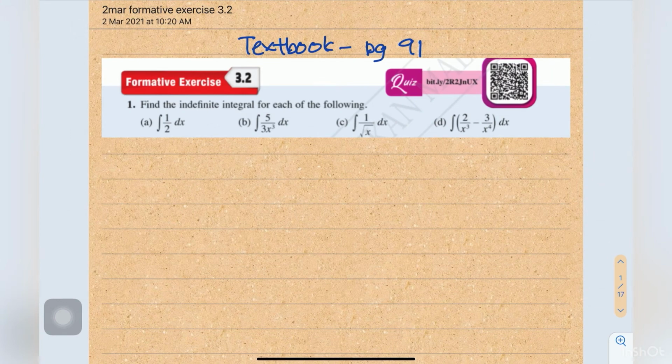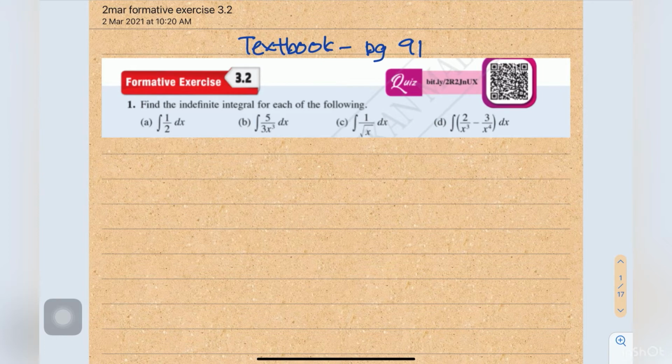Hello, I'm Teacher Zhu. I'm going to share with you the solution of the question from textbook, page 91, Formative Exercise 3.2. All these questions involve indefinite integrals.